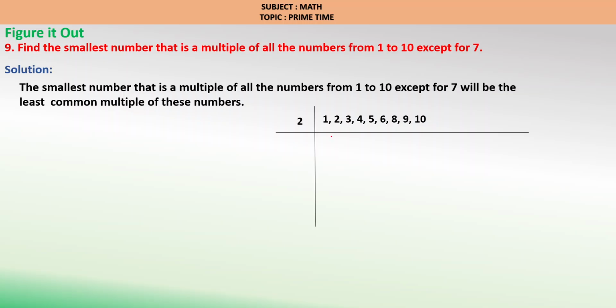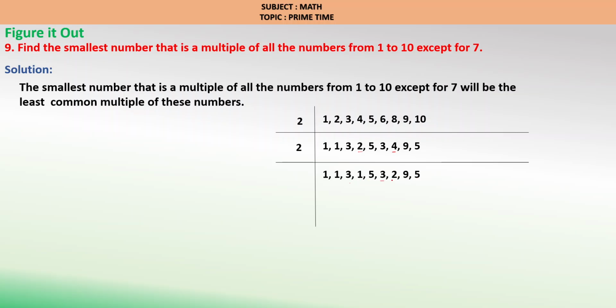For example, let us take 1, 2, 3, 4, 5, 6, 8, 9, 10. We are not including 7 because 7 is excluded. Taking the common factor 2, we get 1, 1, 3, 2, because 2 ones are 2, 2 twos are 4, 2 threes are 6, 2 fours are 8 and 2 fives are 10. Similarly, among these we can again take the common factor 2, and we get 1 1 3 1 5 3 2 9 5.